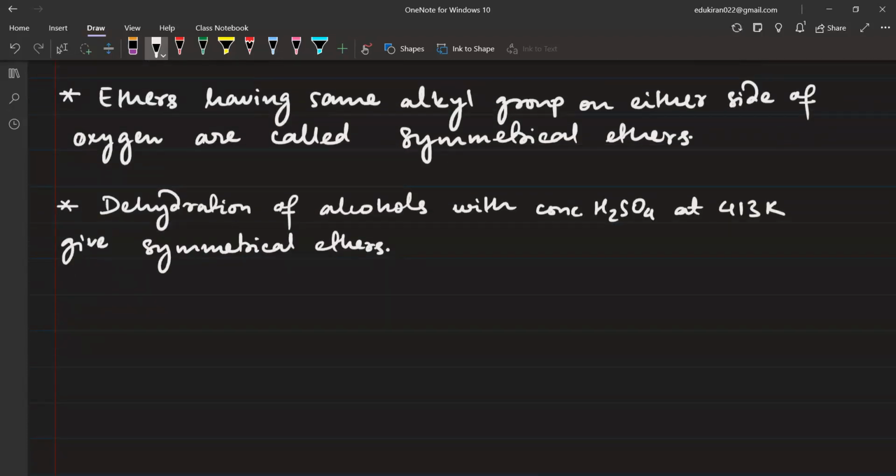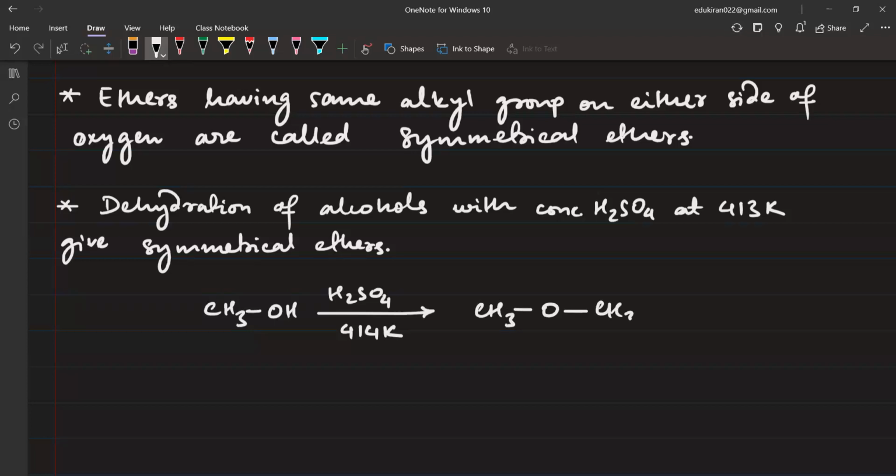Okay, so let us do some problems here. For example, if I have CH3OH and H2SO4, 414 or 413 Kelvin, then I will get CH3 on this side of oxygen, and that side of oxygen will also be CH3. So no matter what the alkyl group present in the alcohol is, the same alkyl group will be present on either side of the oxygen in the ether. Please write this, this is the first one, now write the second.